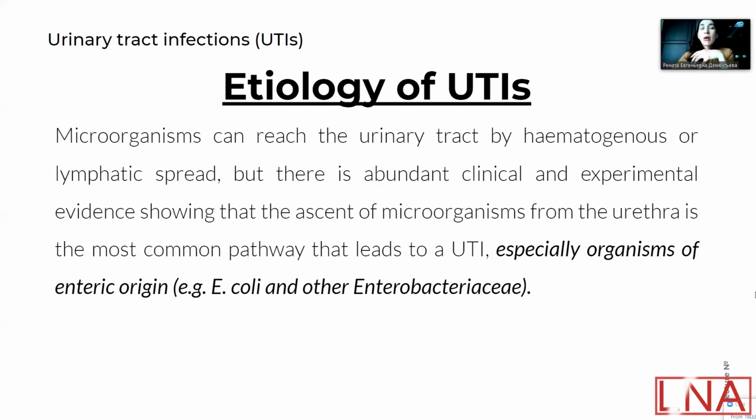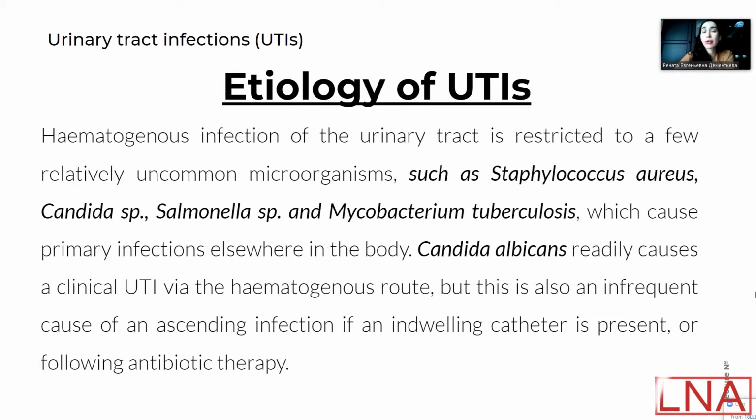So the more common cause of urinary tract infection is the ascending way of infection from the lower part of the urinary tract. But it can also be hematogenous and lymphatic spread, depending on the overall immune status of the organism, especially with bacteria like Staphylococcus, Candida, Salmonella, and Mycobacteria that have a primary source of infection elsewhere and can reach the kidney through the bloodstream.